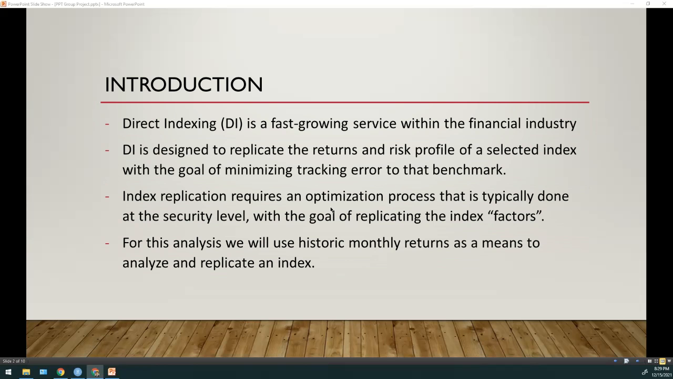So, from an introduction standpoint, what we're looking to do here is to create an optimization process with the goal of replicating the returns of an index. This is very akin to what's known as direct indexing, which is very big in the investment industry right now, where you're looking to create a set of holdings that tracks an index's performance, both in terms of the returns as well as the risk characteristics.